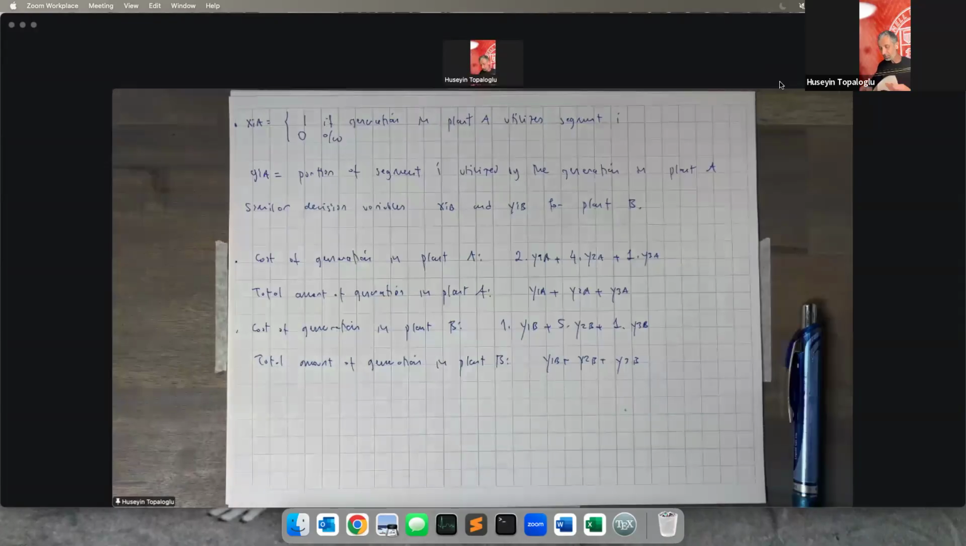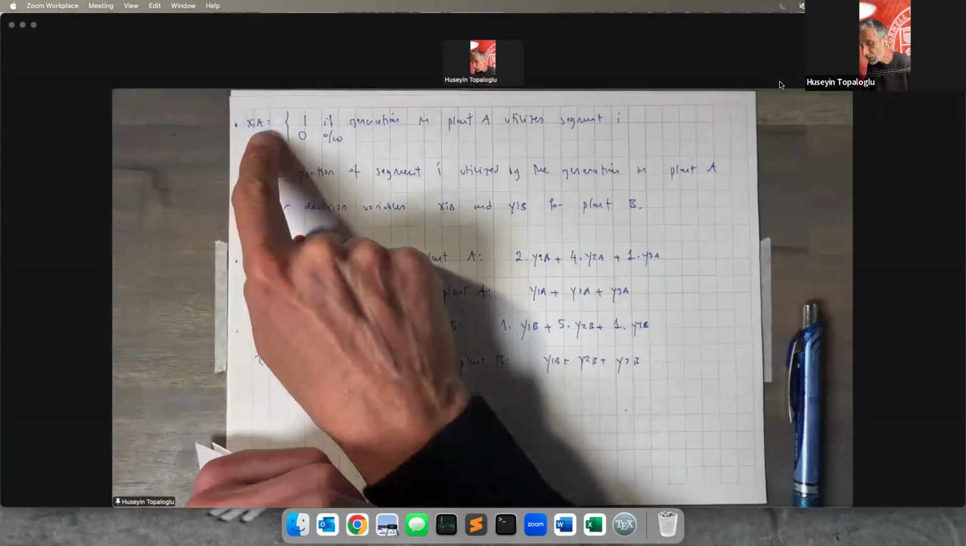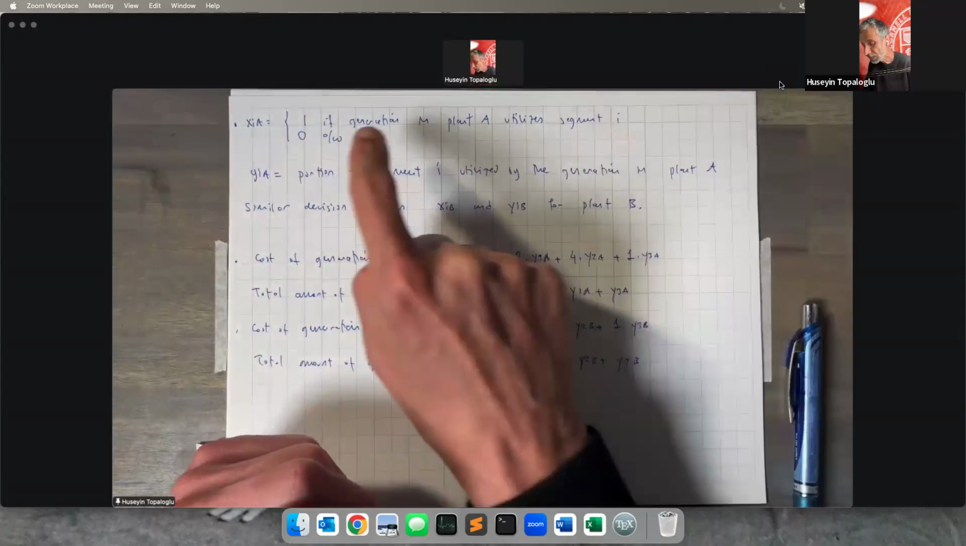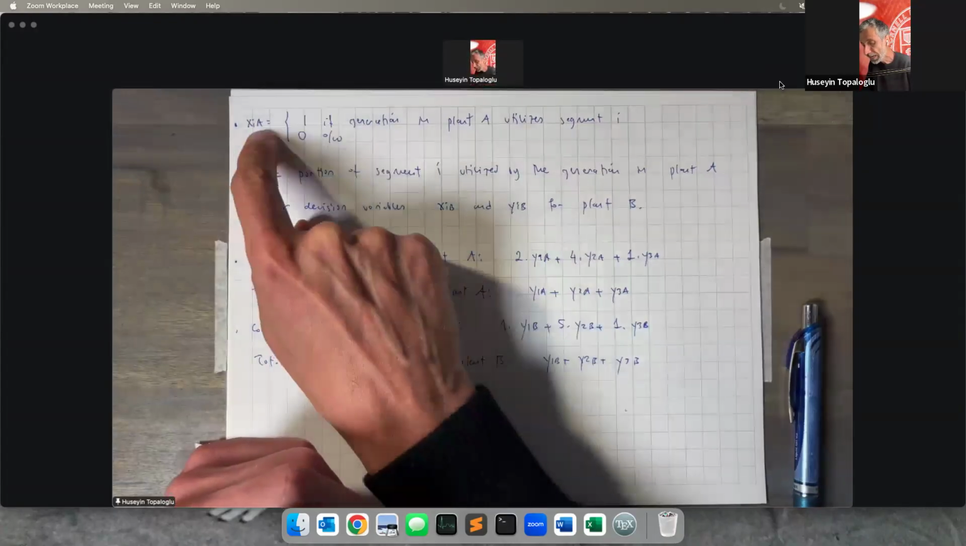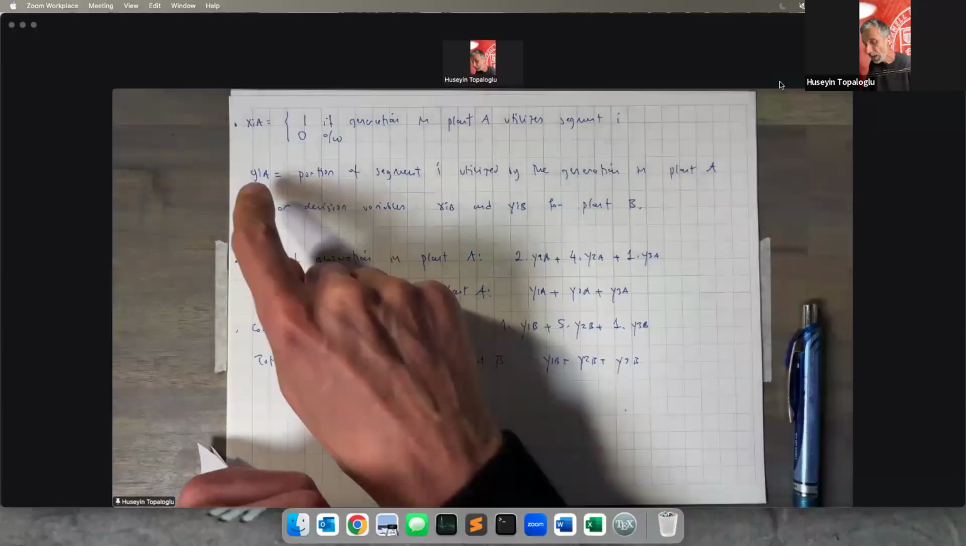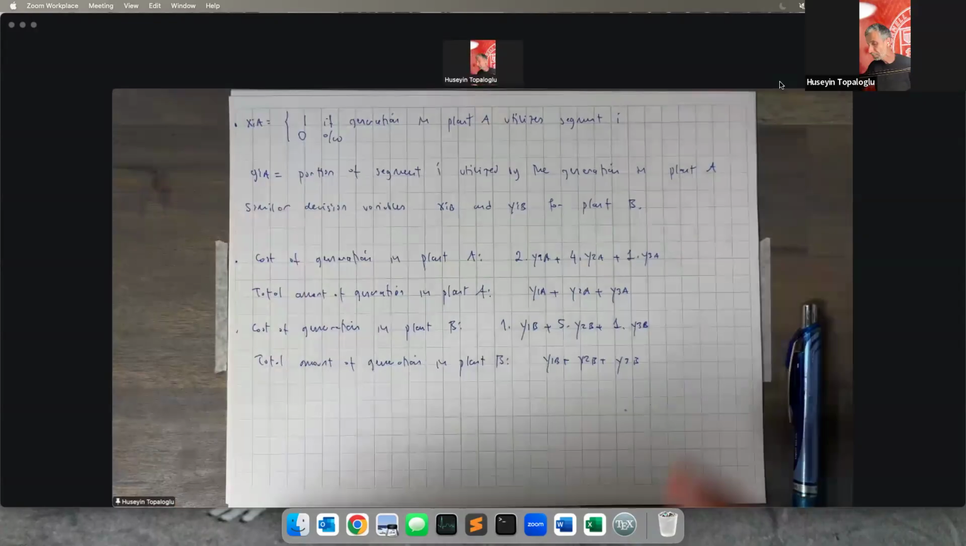So now let's try to do something a little bit more interesting. Let's try to write down the relationship between our X and Y decision variables. Let's remind ourselves, XIA takes value 1 if the generation plant A utilizes segment I, otherwise XIA takes value 0, and YIA is the portion of segment I utilized by the generation plant A.